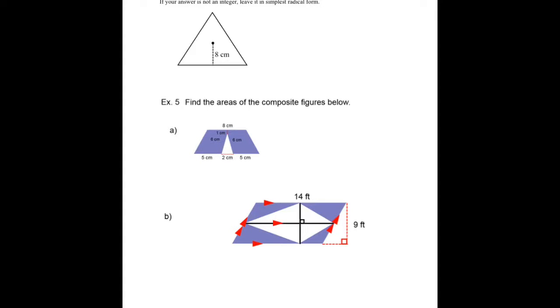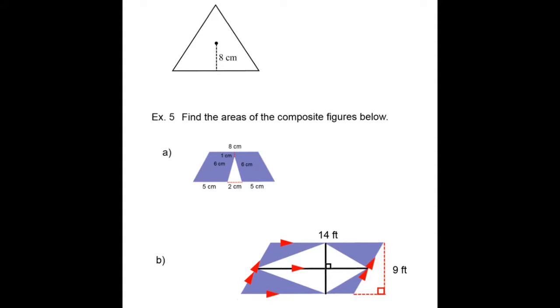So this is 11.4, day 2. We're going to find the area of each regular polygon with the given radius or apothem. If your answer is not an integer, leave it in simplest radical form. So this first one, because it's a regular polygon, is an equilateral triangle. So I know that these are all 60. The other thing that I know is all the sides are congruent.